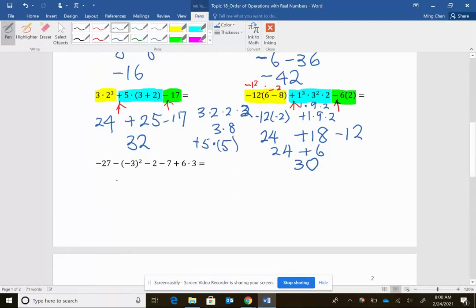All right, now this one is tricky. I want you to take a look at this one, got a lot of terms. Negative 27 minus negative 3 whole thing squared minus 2 minus 7 plus positive 6 times 3. This one has a lot of terms. First term is negative 27. I want you to take a close look at this second term.